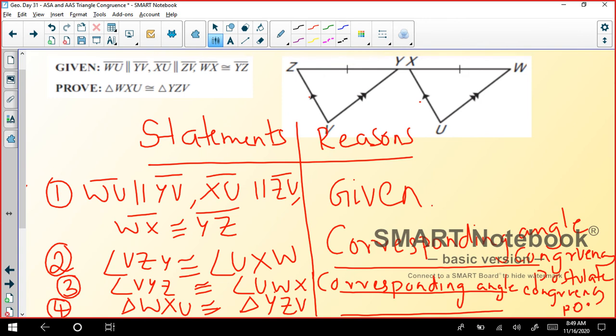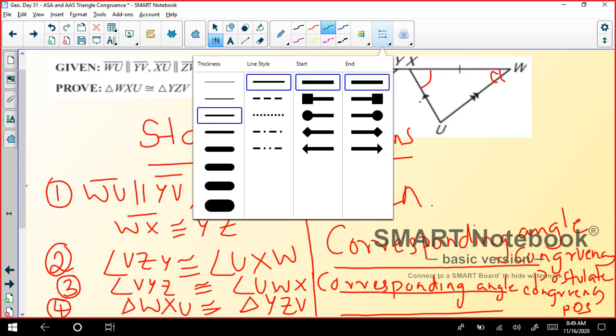I'm just writing POS for postulate in short. And the last one, you can see here, this angle was congruent to this particular angle, and we got this particular angle congruent to this particular angle. You can see it's forming a pattern of ASA.